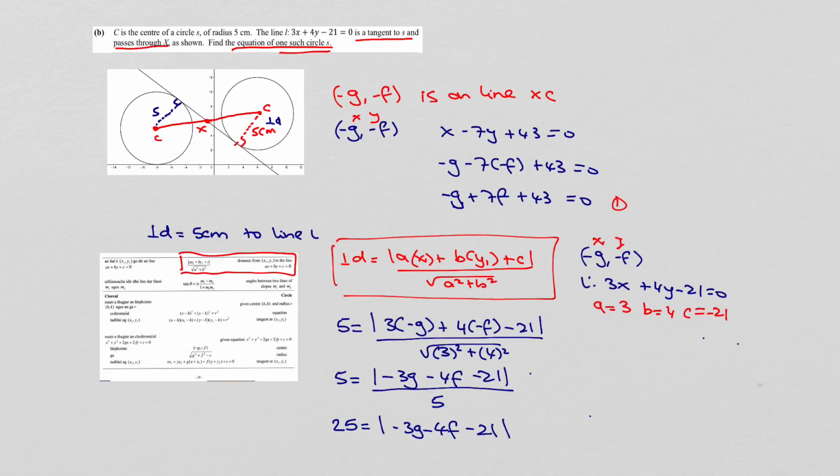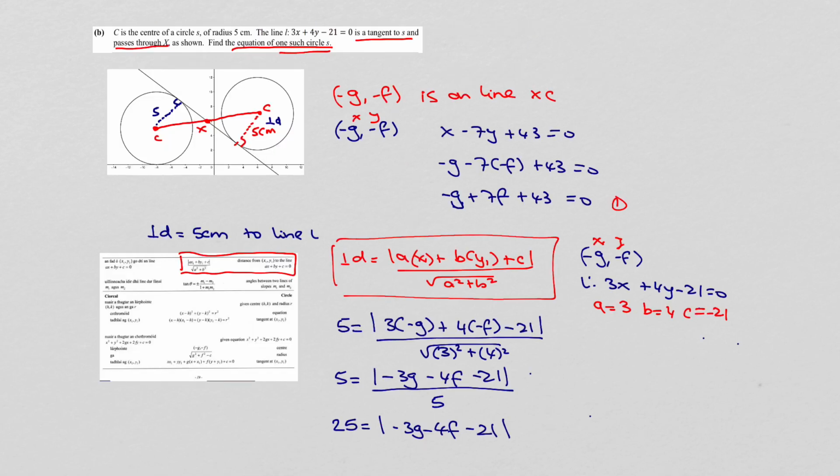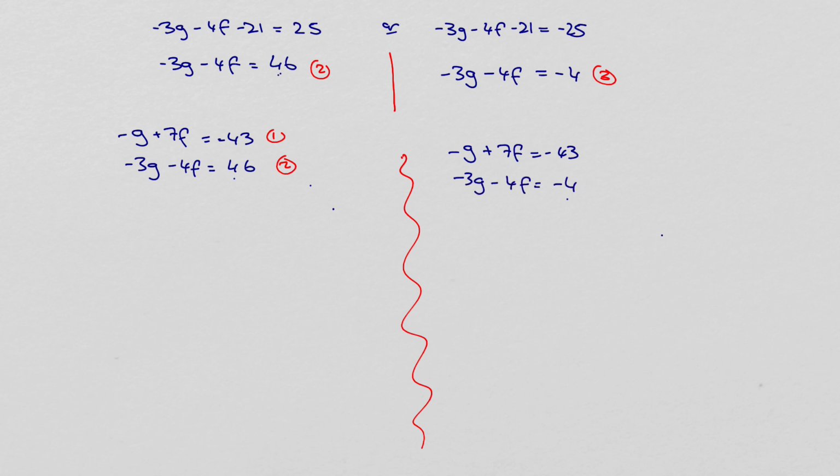So we have minus g plus 7f. So you have to take minus g plus 7f equals minus 43. And then if I take minus 3g minus 4f equals 46, that means I'm taking equation 1 and 2, okay? Or you can take 1 and 3. Okay, we wouldn't be able to take 2 and 3. It has to be the first one and one of the second two sets of equations we got.